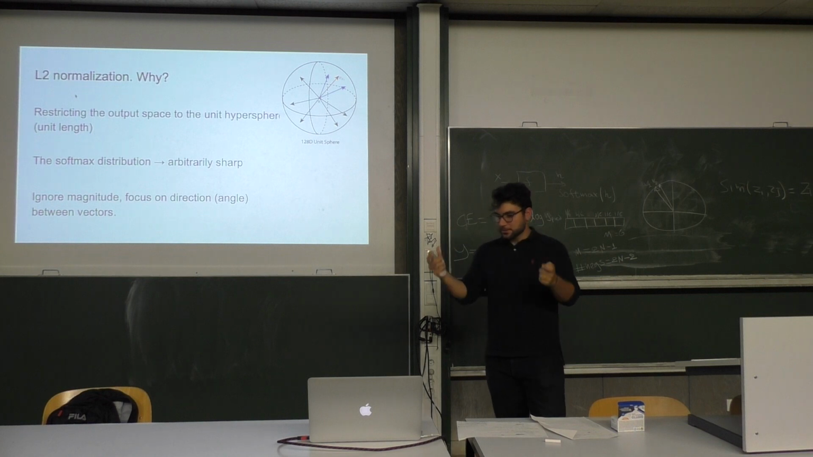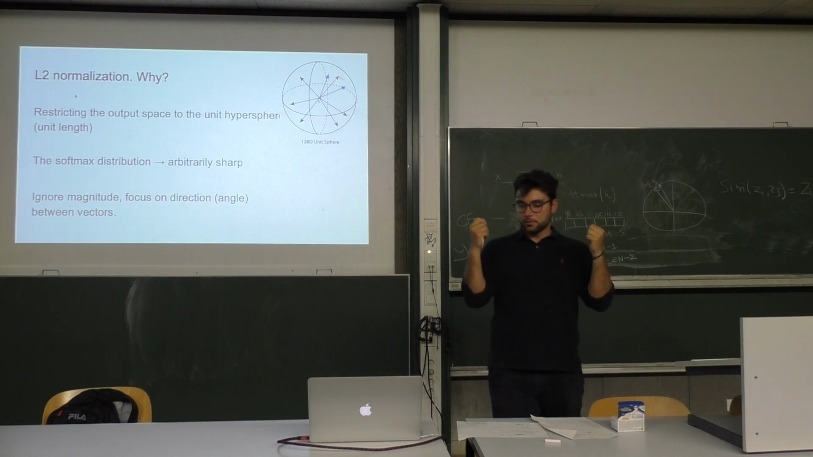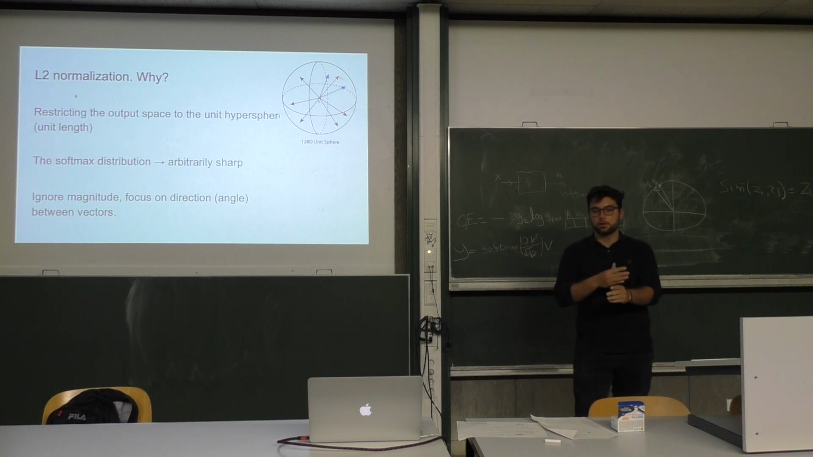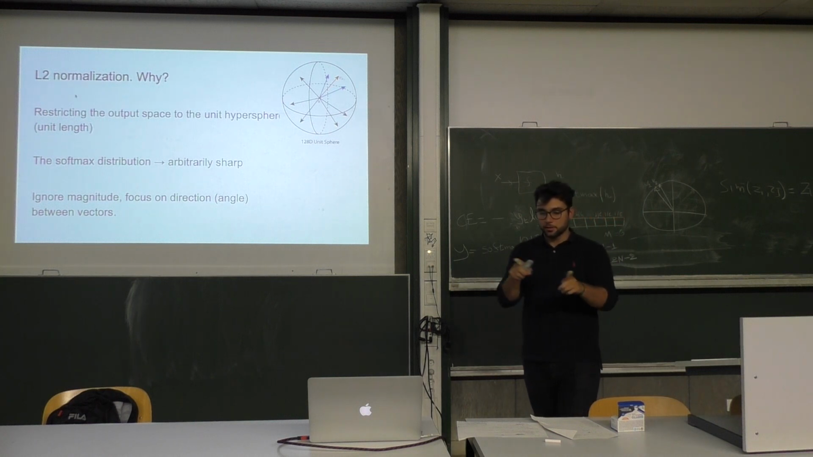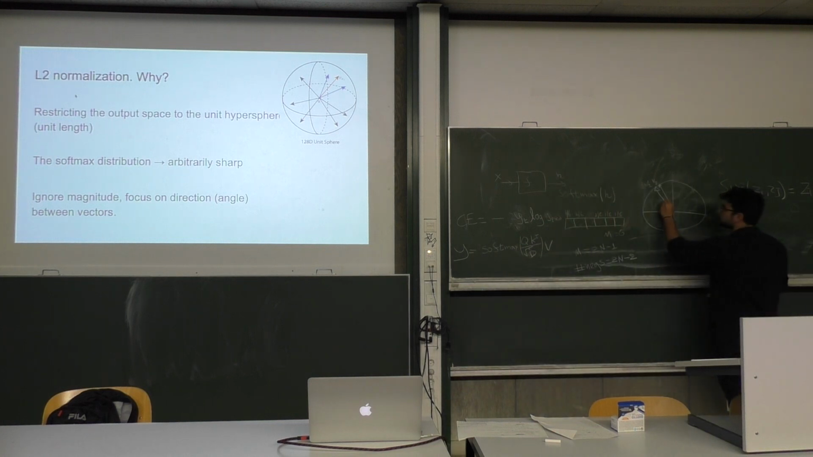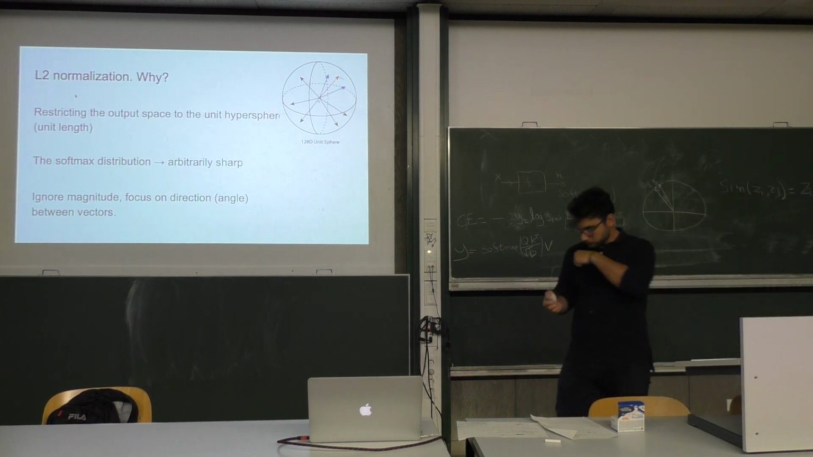So the normalization helps the model ignore the magnitude and just focus on the dot product. The dot product corresponds to this, the cosine similarity of this angle.